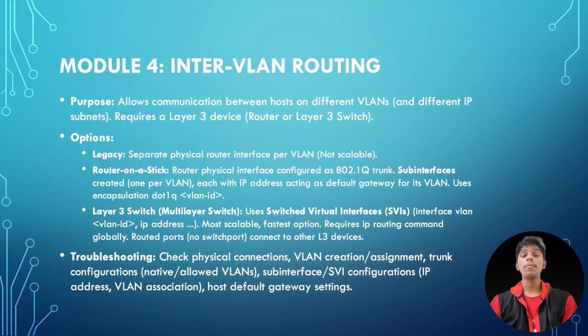The third most common and efficient method in modern networks is using the layer 3 switch. These switches can route between VLANs internally using switched virtual interfaces (SVIs), which are virtual layer 3 interfaces for each VLAN. You just need to enable IP routing globally on this switch. And further, the basic troubleshooting for these setups is also covered in this module.